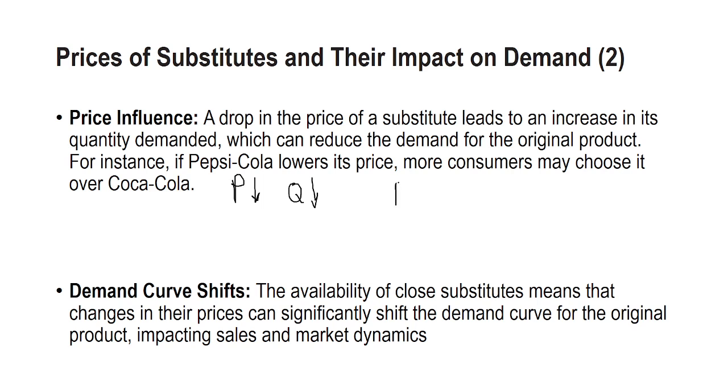And in the other direction, if the price of substitutes increases, the quantity demanded for the original product increases as well. In fact, between the price of substitutes and the demand for the original product there is a direct relationship. The availability of close substitutes means that changes in prices can significantly shift the demand curve for the original product, impacting sales and market dynamics. But how can we show this relationship on the demand curve? Let's see it together.